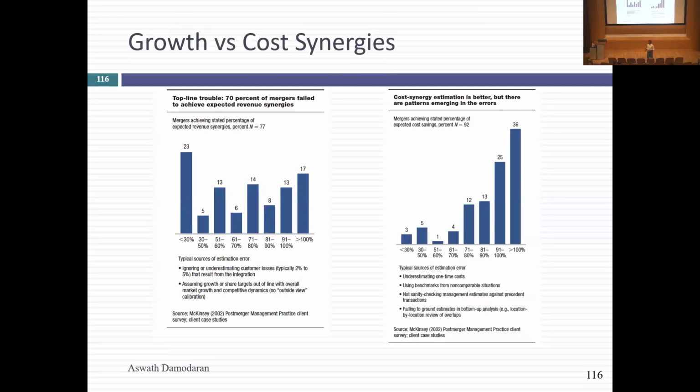So is it possible to create, and finally, cost synergies versus growth synergies? There's a McKinsey study that looked at the percentage of the time that synergies get delivered. So to your right, you see cost synergies. Out of the, I think, 92 cases, 36 plus 61 of the cases, you delivered 100% or more of the synergies. In contrast, if you look at growth synergies, about a third of the time you deliver the growth synergies, a lot more failures on growth synergies.